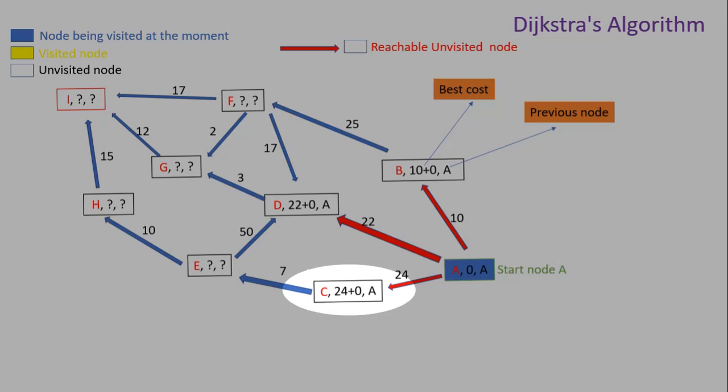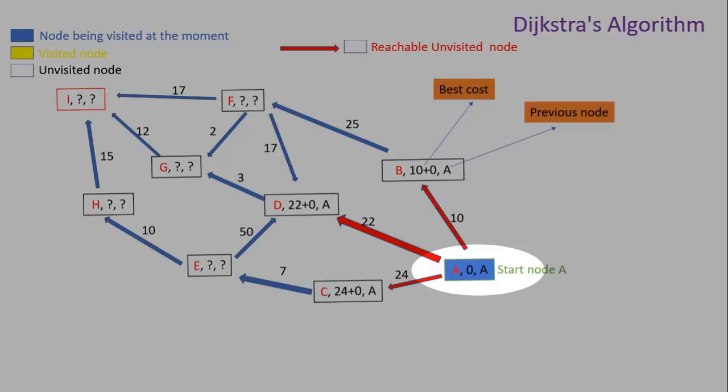The same for C. Compute the best cost of A, which is 0, plus the edge length that connects them, which is 24, equals 24. We compare it with the current value, which is unknown, so we replace it. And because of that we should replace the previous node, which is here unknown, with the node we come from to reach this node C, which is A.